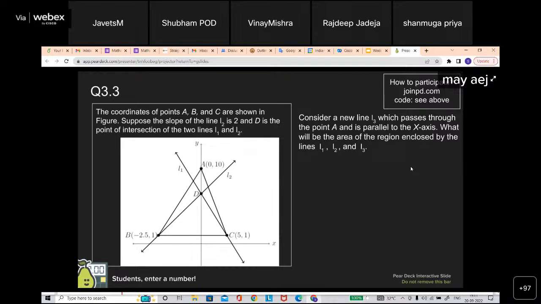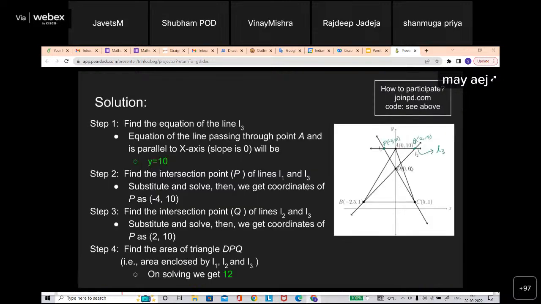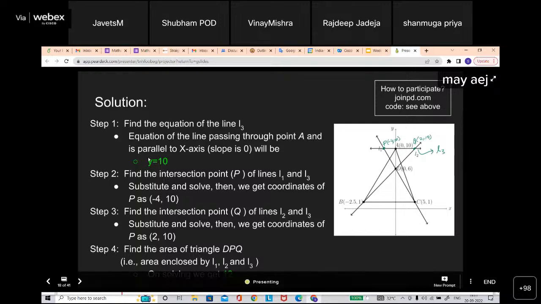So, all the information I have already given almost. The equation of that line L3 is parallel to this. So what is going to be the slope? If it is parallel, the slope is going to be 0. So only the y-intercept remains, and it is already said that it passes through point A, which is (0, 10). So the equation of the line is y = 10.